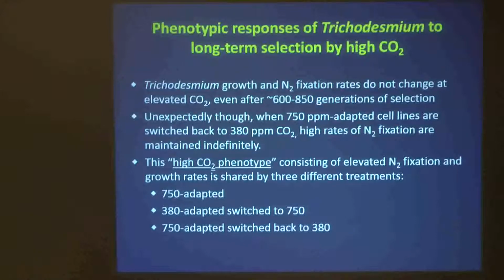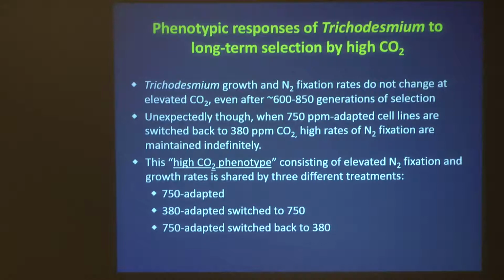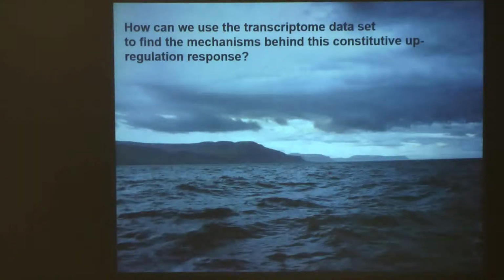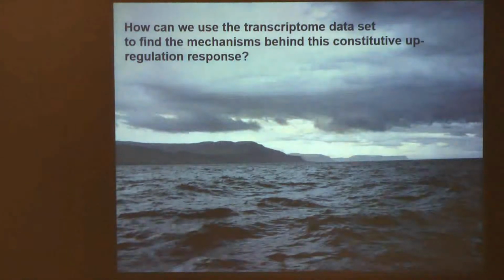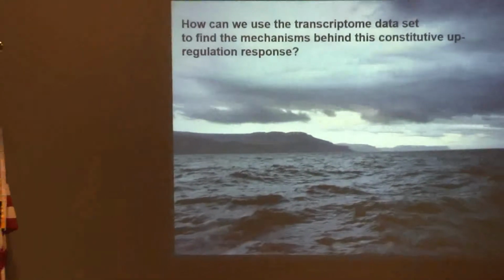And in our experiment, if you think about it, there's 3 treatments that have this phenotype. There's the 750 adapted ones. There's the 380 ones that will switch over to that if you move them into the high CO2 very quickly. And then there's these weird guys, these 750 adapted cell lines switched back to 380. They're all exhibiting this high CO2 phenotype. So how can we use our omics data, or in this case the transcriptome data, to try to get a handle on what's happening here?